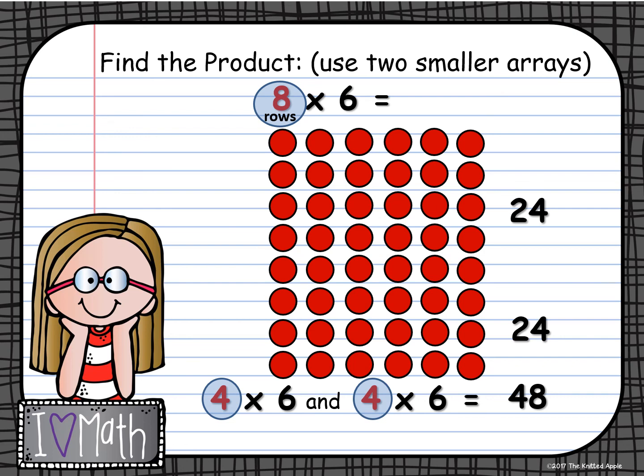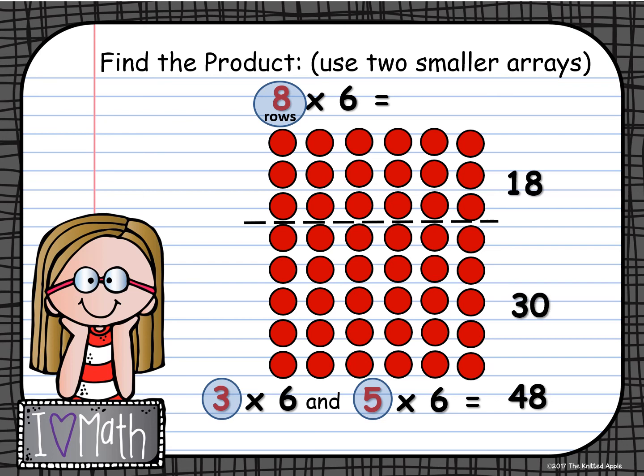Now, what if I wanted to separate the larger array a little differently? I could do that by moving my line up 1 more row, and now I have 3 rows of 6, and if I add 6 plus 6 plus 6, that's going to give me 18, and then I have 5 rows of 6 on the bottom, and you notice that the second factor stays the same, which is 6, because we haven't broken up our columns, we've just broken up our rows. And so if we know 5 times 6, which we should if we count by 5s, we know that that's going to be 30. And 30 and 18 is going to give me 48.